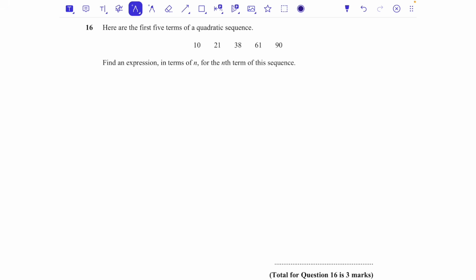Question number 16. Here are the first 5 terms of a quadratic sequence. Find an expression in terms of n for the nth term. So I'm just going to write this out again to give myself a little bit more space. 10, 21, 38, 61 and 90.